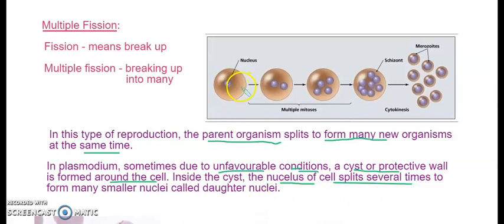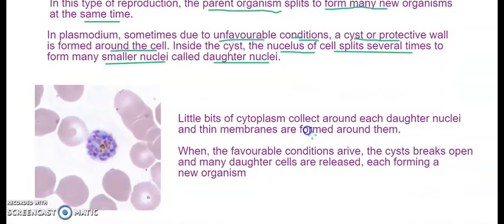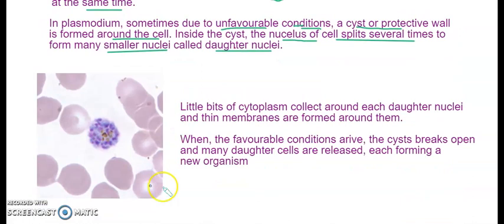So, as you can see in the picture, it split into two, then 4, then 8. So it kept splitting up. Each smaller nucleus will turn out to be a daughter nucleus. As you can see in the microscopic picture of plasmodium, the purplish small dot-like structures are nothing but the daughter nuclei. Even the yellowish, brownish parts are daughter nuclei.